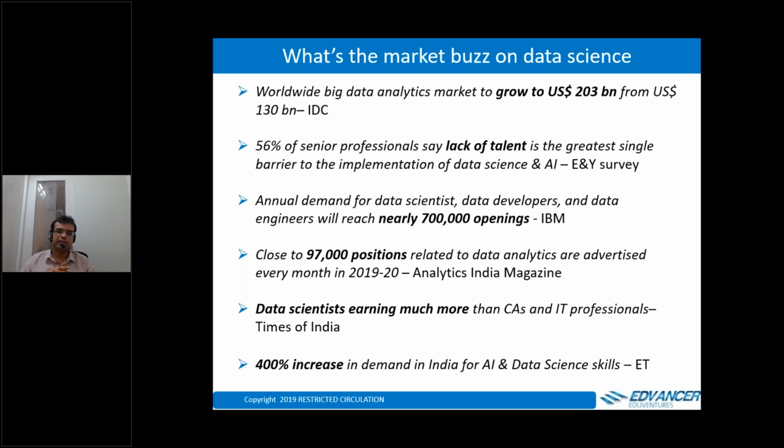As per a survey by Analytics India Magazine, close to 97,000 positions related to data analytics are being advertised every month this year and last year. And that's again a very, very significantly high number. As per Times of India, data scientists earn much more than CAs and IT professionals. And as per Economic Times, there's a 400% increase in demand in India for AI and data science skill sets. So quite clearly, there's a lot of buzz and hype about data science and the need for data scientists around the world. And even in this pandemic situation where people are losing jobs in various other sectors and industries, there is still a boom in hiring in data science.